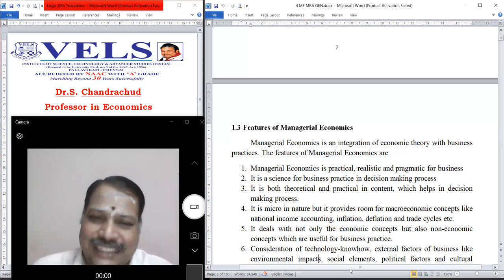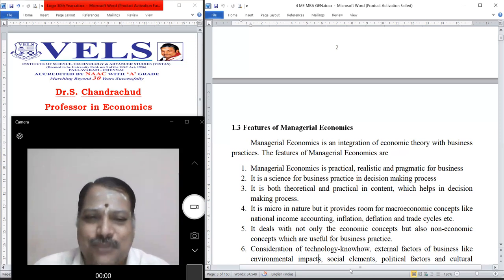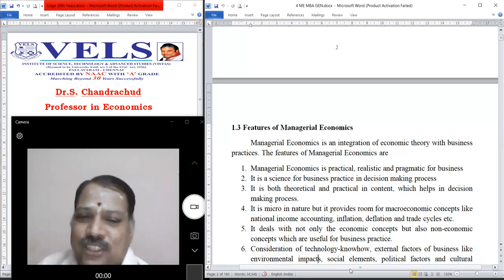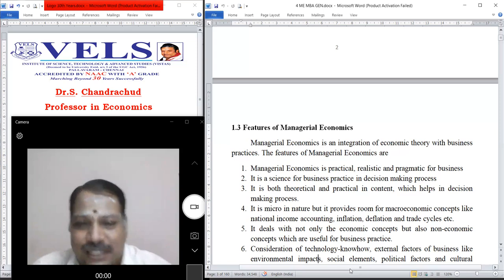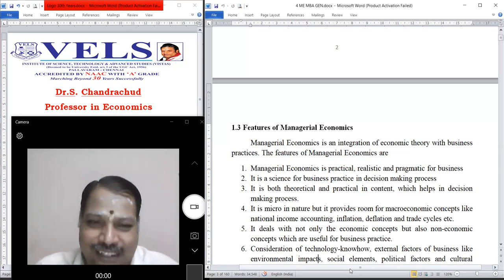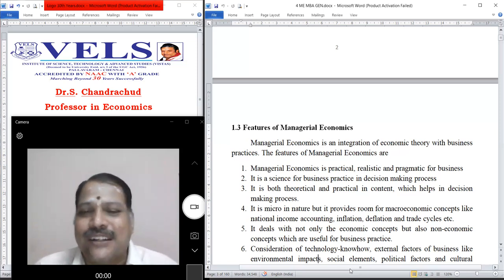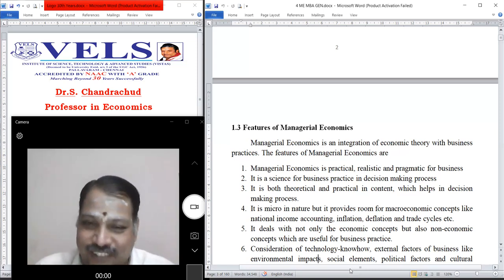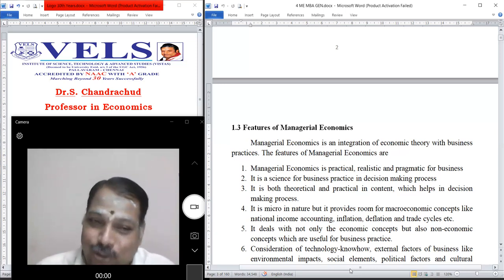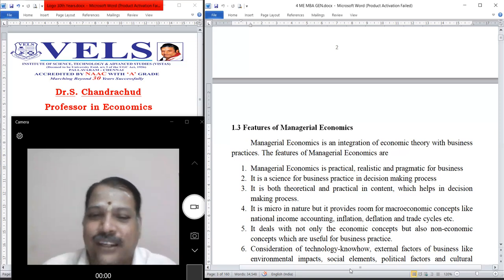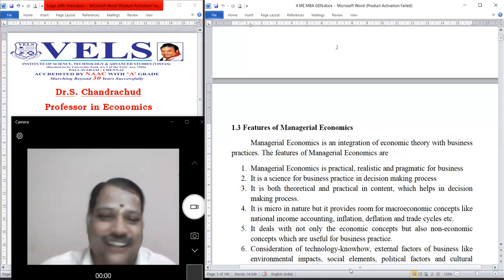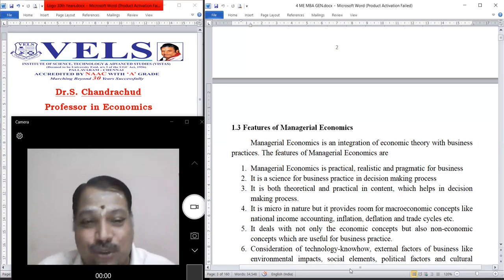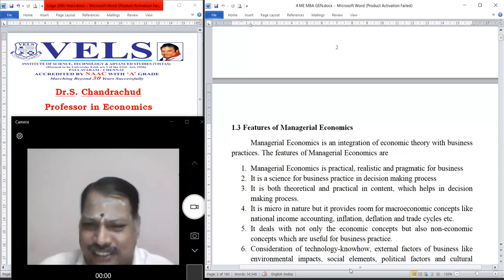Number two, it is a science for business practice in the decision-making process. The third one, it is both theoretical and practical in content, which helps the decision-making process. We should keep in mind this fourth feature is very important. It is micro in nature, but it provides room for macroeconomic concepts also, like national income accounting, inflation, deflation, trade cycle, etc. So these topics are also included, but basically it is micro in nature.